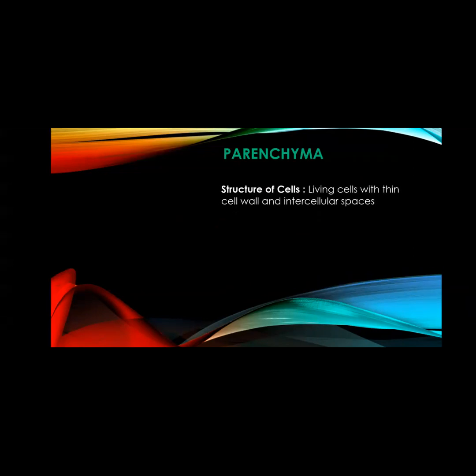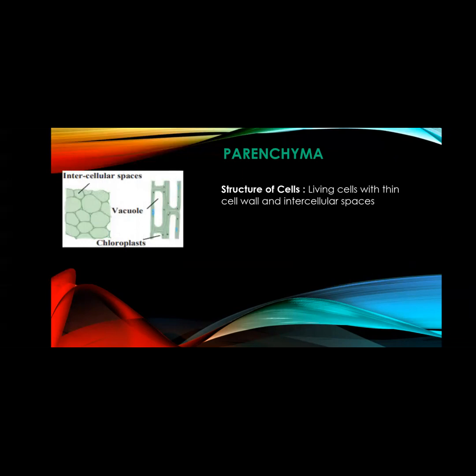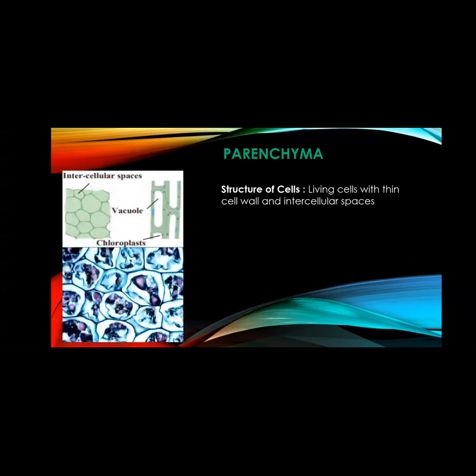First is the parenchyma tissue. The structure of this tissue is, they are called living cells and they have thin walls. I would request you to observe the figures, the pictures very carefully. You have to notice the difference between the three tissues. Now here, this is the permanent slide of parenchyma tissue. When we observe under the microscope, the parenchyma tissue will look like this.